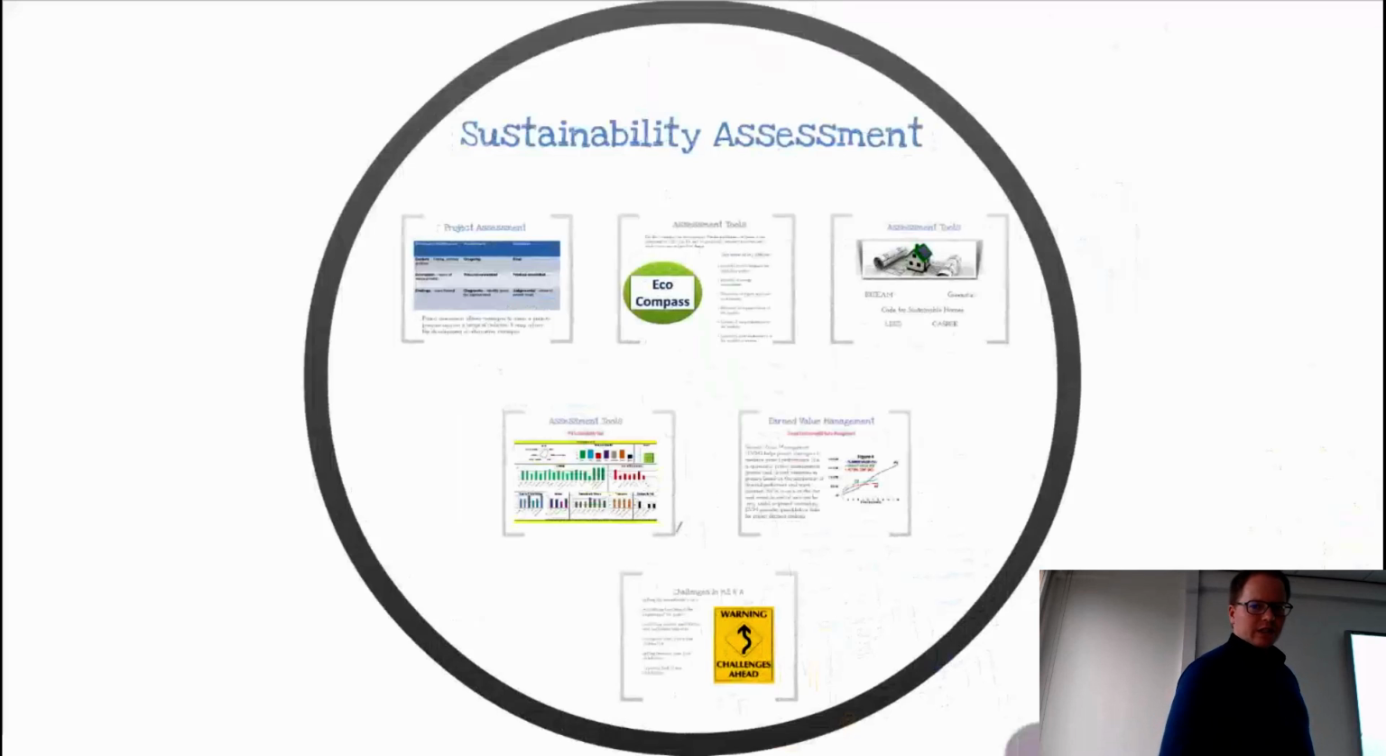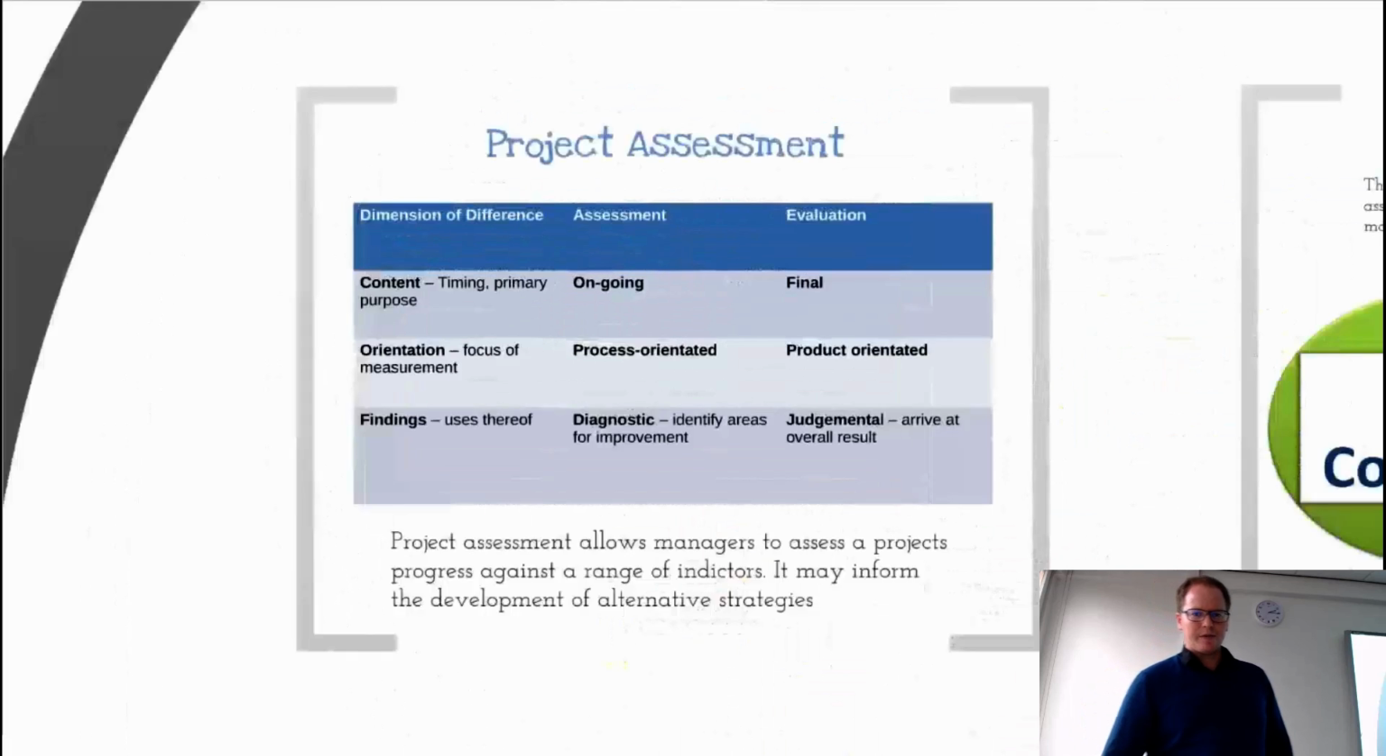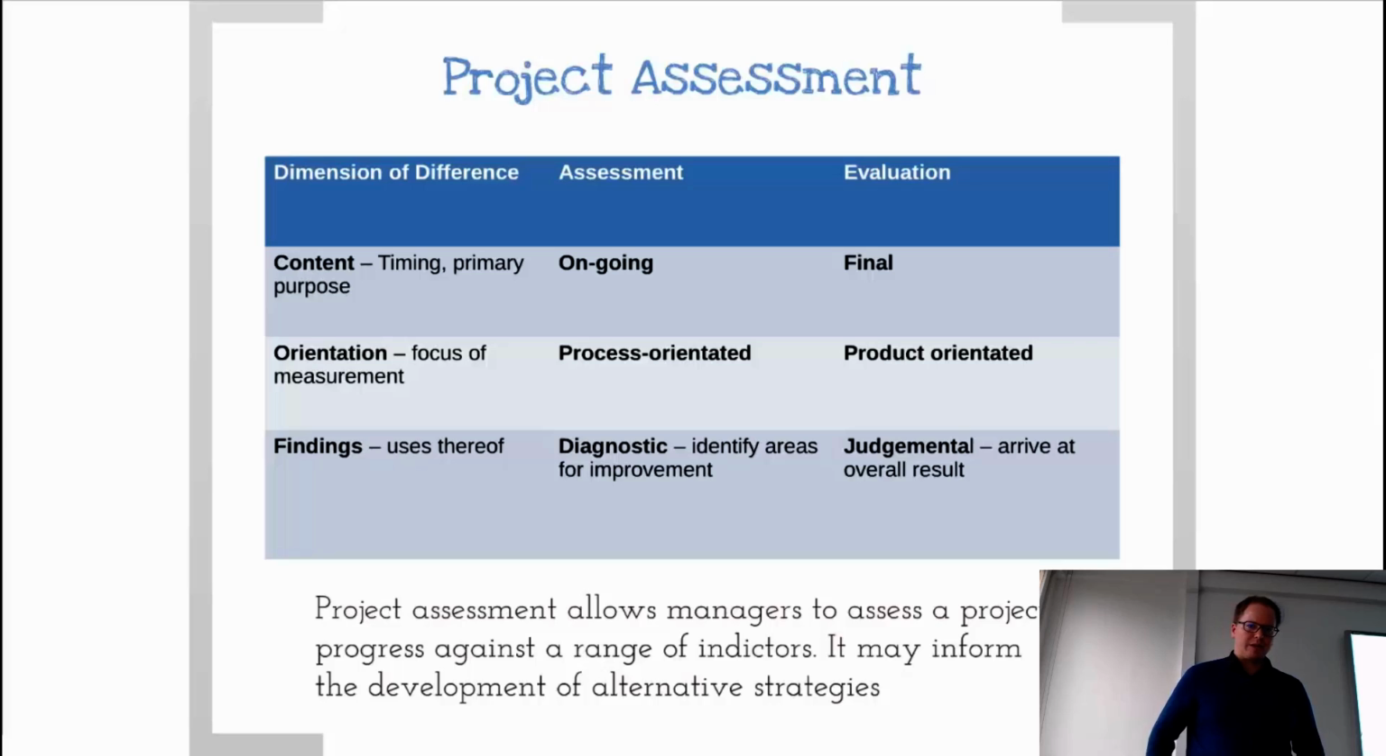Then we come to the sustainability assessment. Here we are assessing how sustainable something is, or the project is, or our performance is. So here's a toolkit for direct feedback for us as well. Here, the dimensions of difference: assessment is in terms of content, timing, and primary purpose. An assessment is an ongoing activity, whereas an evaluation is final. You're looking at whether you have performed against your targets. And here the assessment is really to see where you are. Is this on target, and even defining if it's impacting on the output.